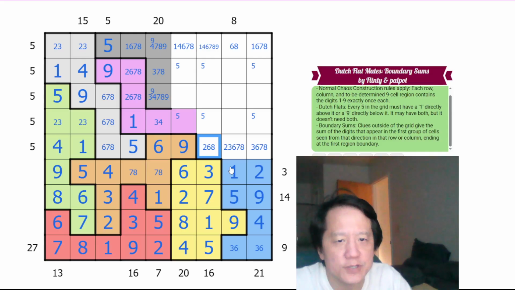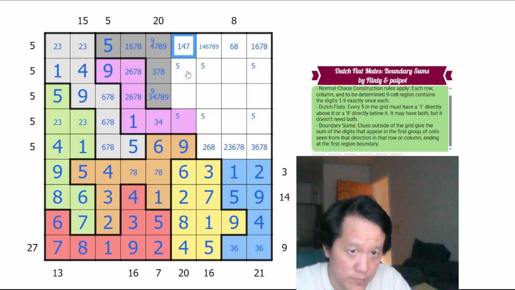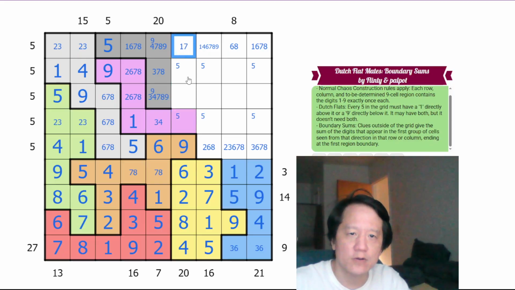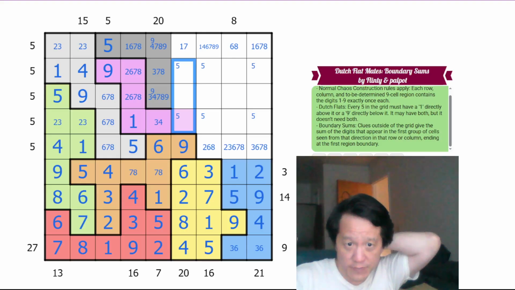No 3 or 7 here. No 6 or 8 here. Remaining digits, no 4 here. Remaining digits in column 6. We have 1, 3, 5, 7.